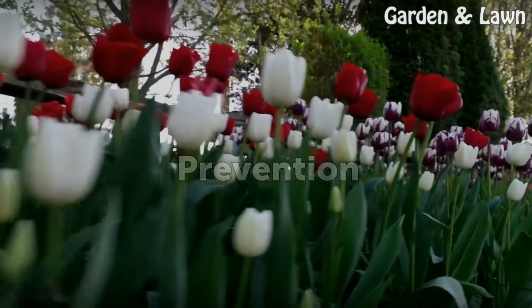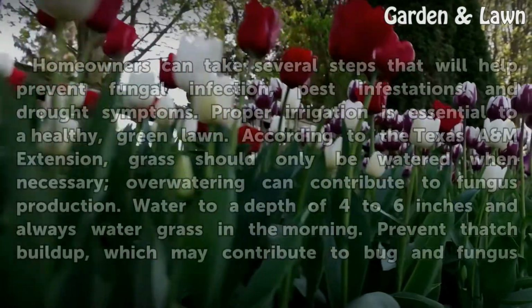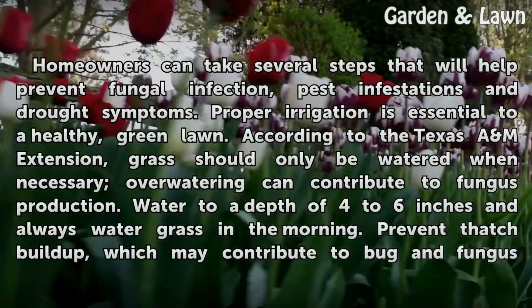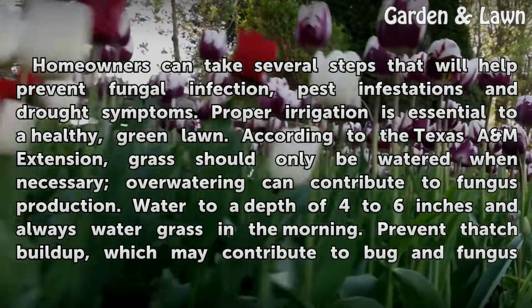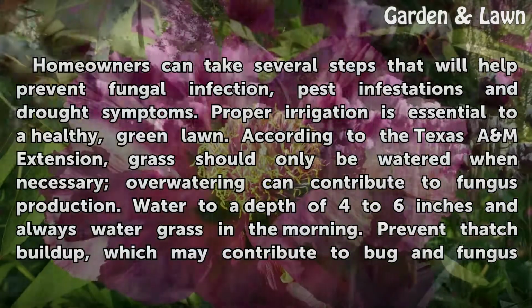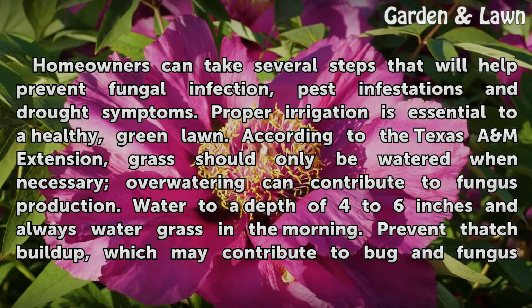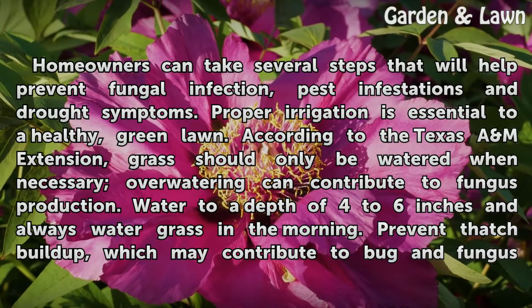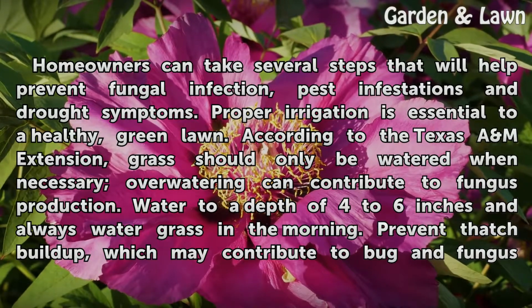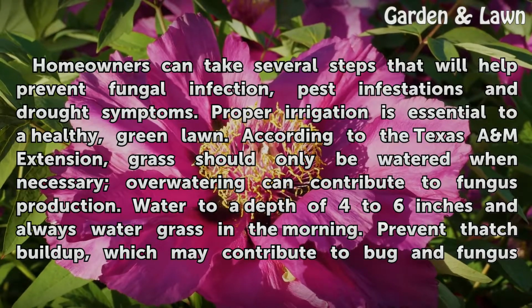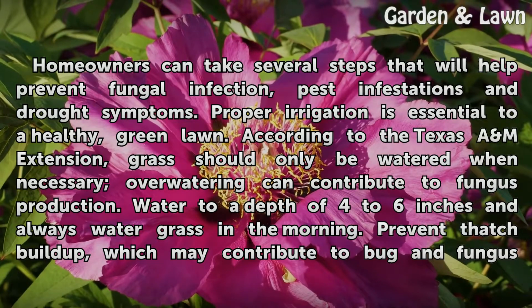Prevention. Homeowners can take several steps that will help prevent fungal infection, pest infestations and drought symptoms. Proper irrigation is essential to a healthy, green lawn. According to the Texas A&M Extension, grass should only be watered when necessary. Overwatering can contribute to fungus production. Water to a depth of 4 to 6 inches and always water grass in the morning.